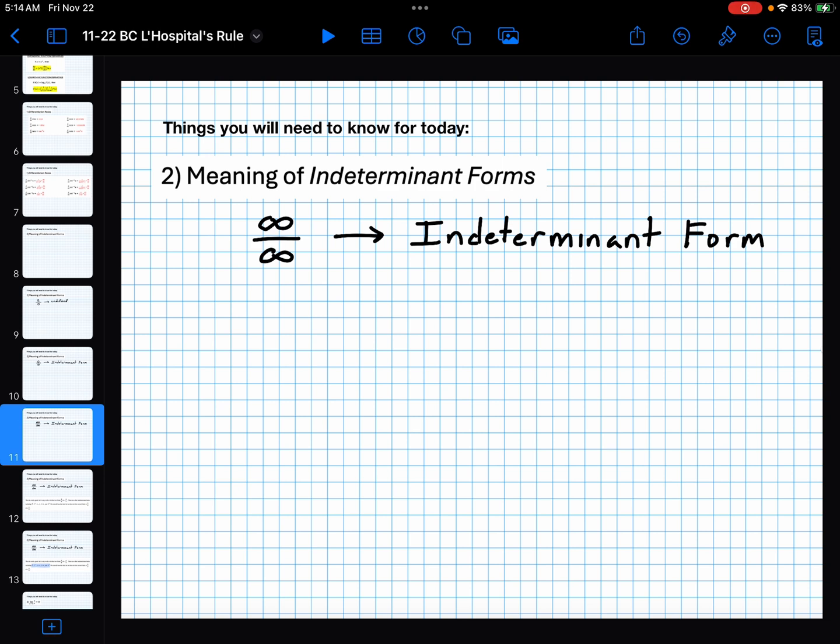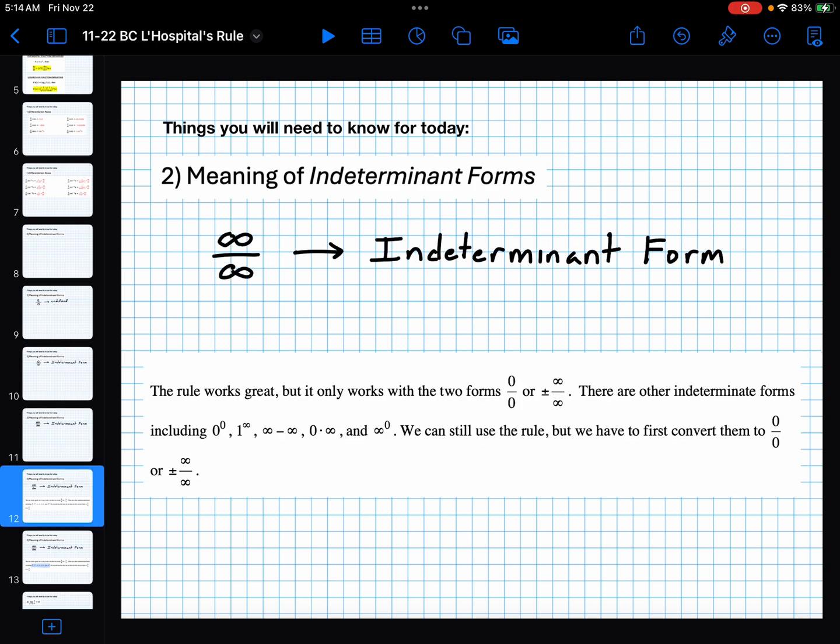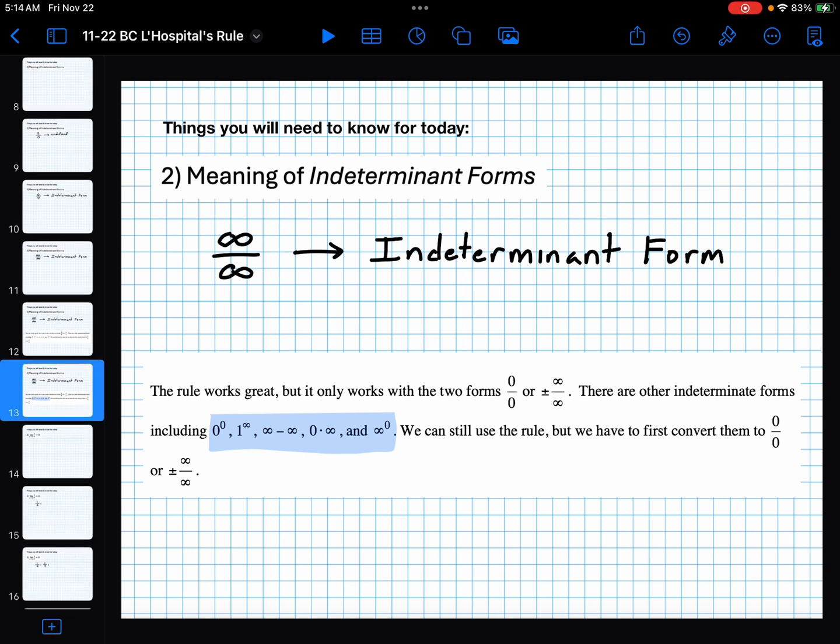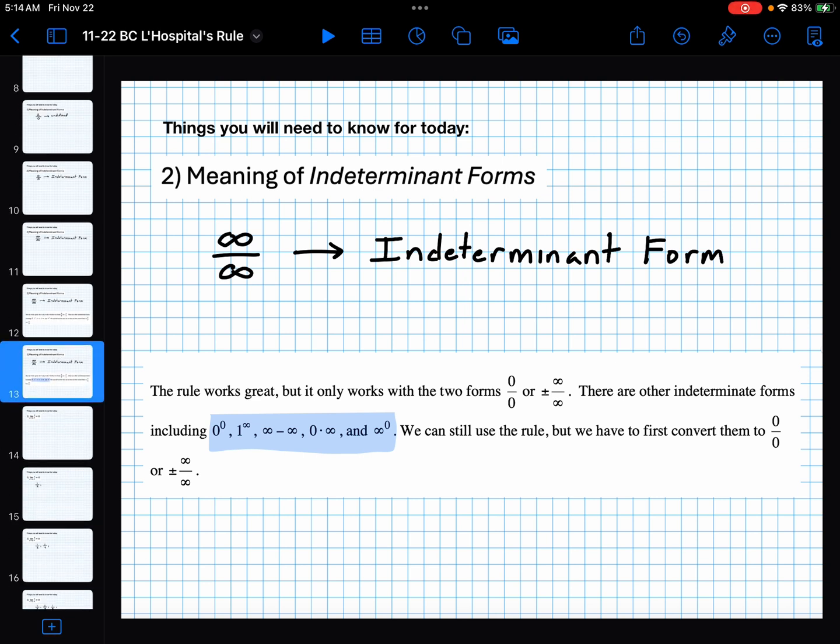And for the rule that we're going to look at today, L'Hopital's rule, right? The rule works wonderfully, but only when you have one of the two indeterminate forms, 0 over 0 or infinity over infinity. There's actually several other types of indeterminate forms: 0 to a 0 power, 1 to the infinite power, infinity minus infinity. All these things are indeterminate forms, and they could still potentially work with L'Hopital's rule, but you have to rework them. You have to rewrite them in the form of 0 over 0 or infinity over infinity if it's possible to do that, right, before you can apply L'Hopital's rule.